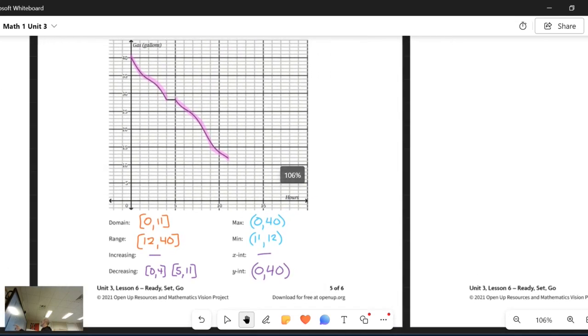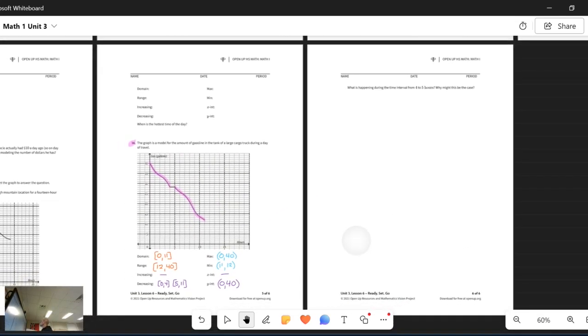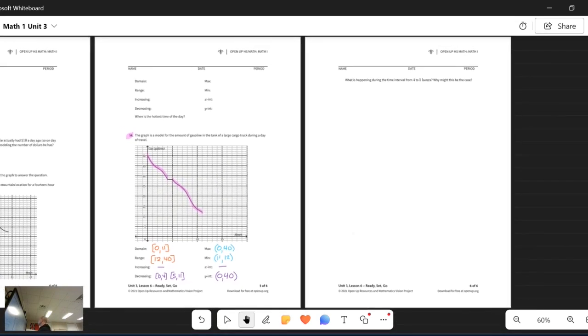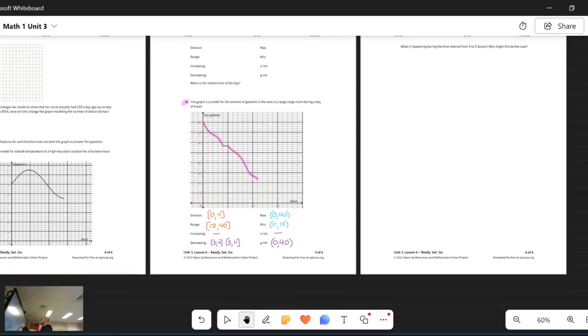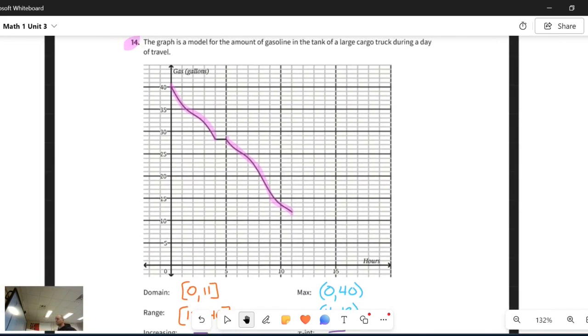There's one more part of this problem, which I think got cut off on the other part of the page. What is happening during the time interval from 4 to 5 hours? Why might this be the case? I'm going to answer this on the new page for me; it's probably squeezed at the bottom for you guys. What's happening where we're not highlighting pink here? My best guess is they stopped for lunch or something. They stopped driving. They pulled over at a rest stop, or they were stationary. The engine wasn't running, and therefore they weren't burning gas.